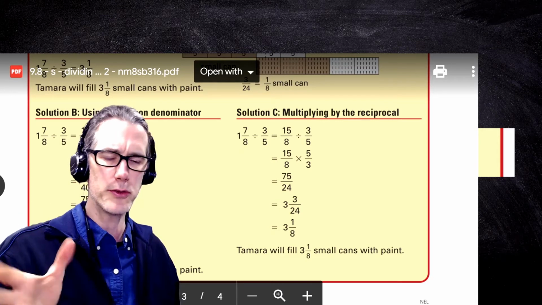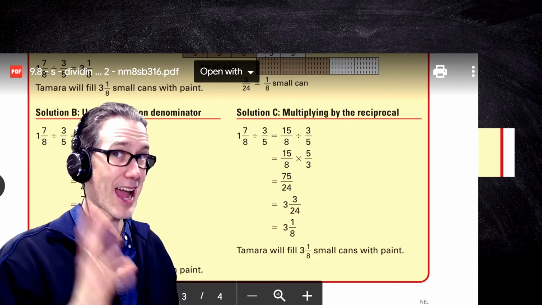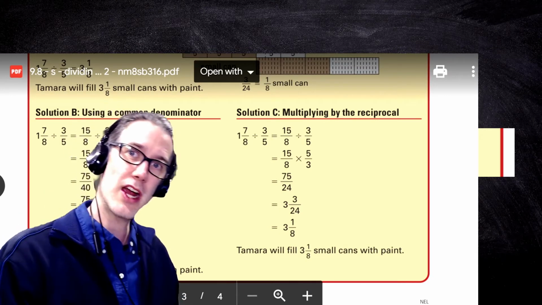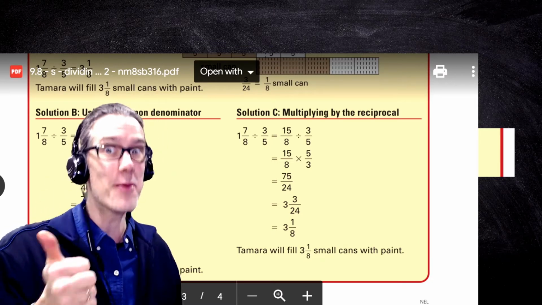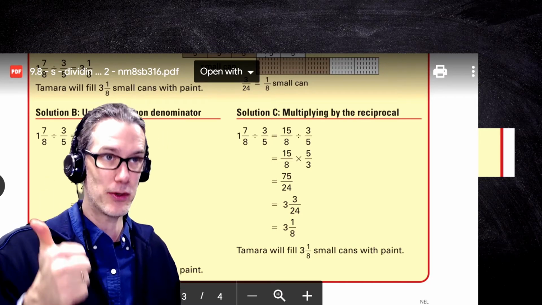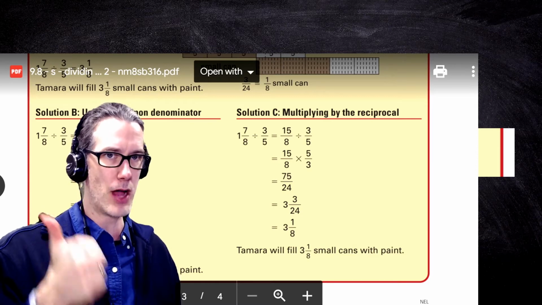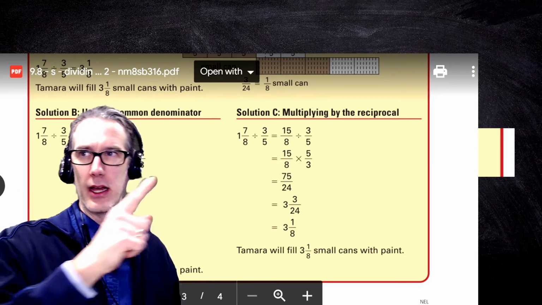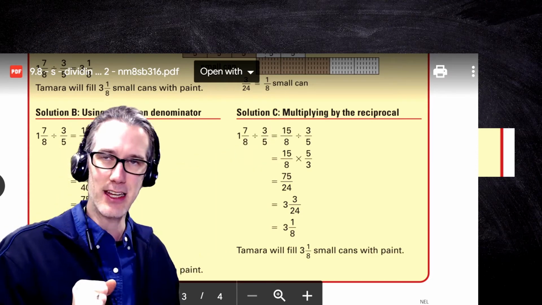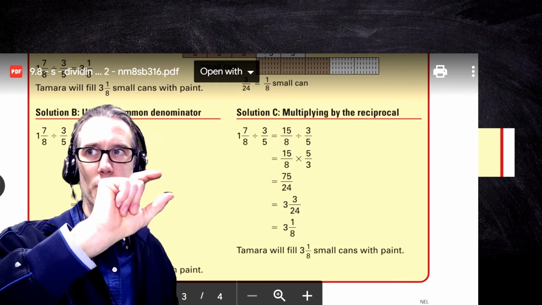Remember that when you're multiplying, the order doesn't matter. When you're adding, the order doesn't matter. When you're subtracting or you're dividing, the order really matters. That's right. It really matters. Okay? So make sure that you get that second one, and that's the one you're going to change.